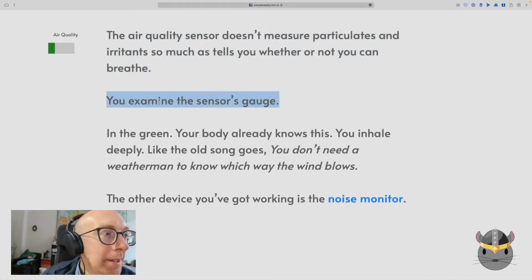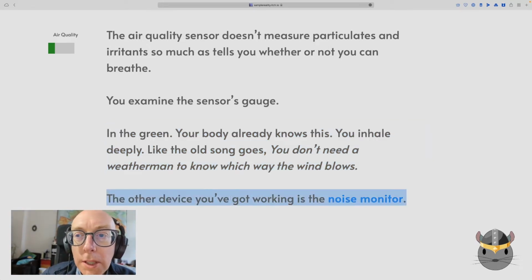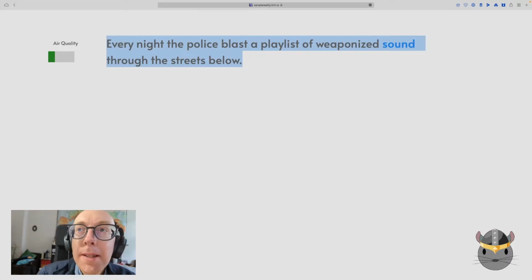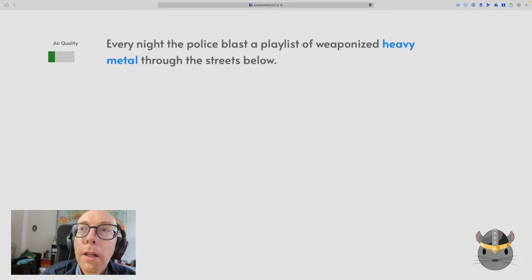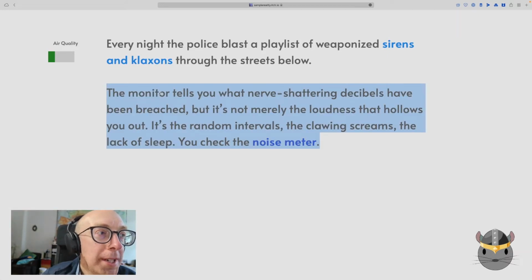We saw that already. You examine the senses gauge in the green. Your body already knows this. You inhale deeply. Like the old song goes, you don't need a weatherman to know which way the wind blows. The other device we have working is the noise monitor. Okay. Every night, the police blast a playlist of weaponized sound through the streets below. Heavy metal. Oh. Babies shrieking. That's not so good. Sirens and klaxons through the streets below. Not so good. The monitor tells you what nerve-shattering decibels have been breached, but it's not merely the loudness that hollows you out. It's the random intervals, the clawing screams, the lack of sleep.